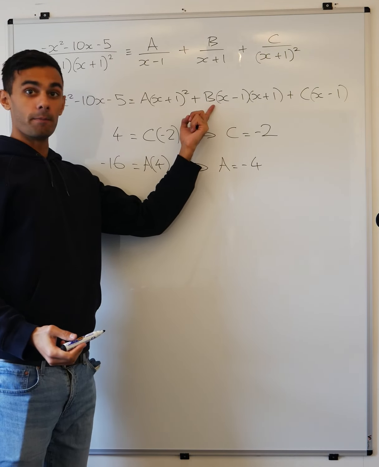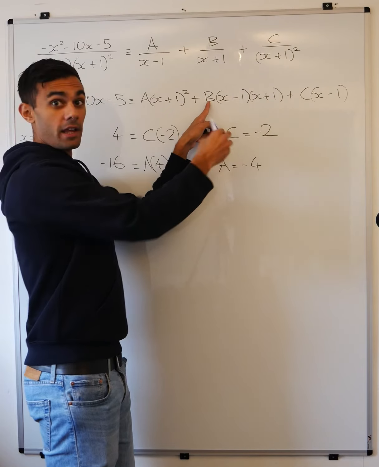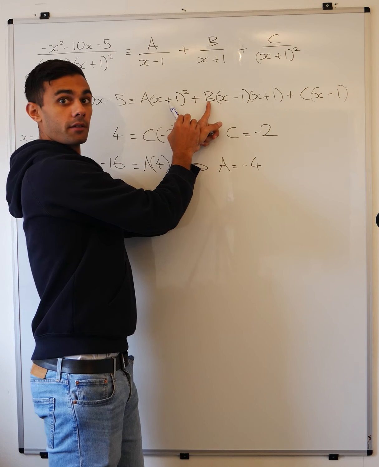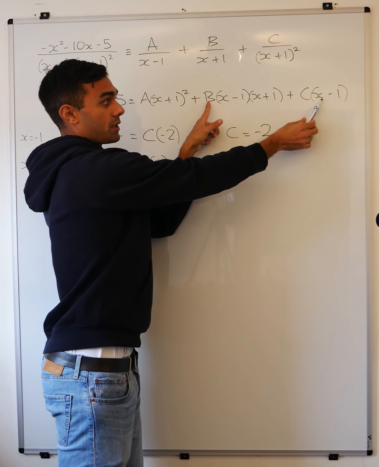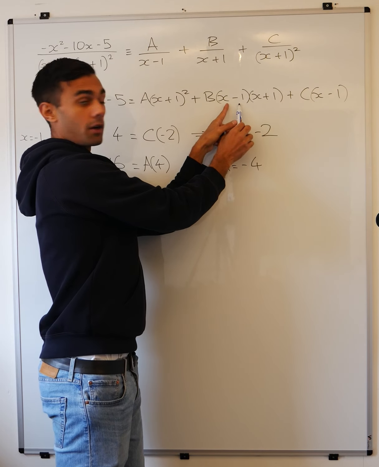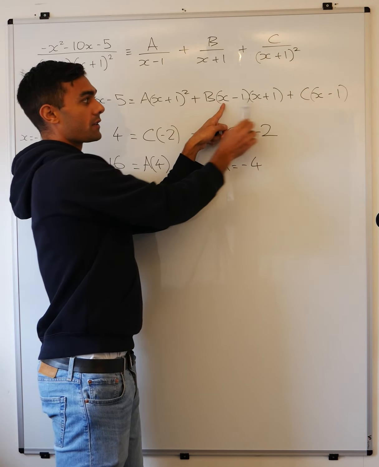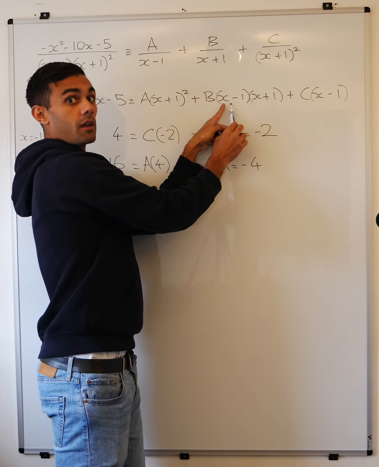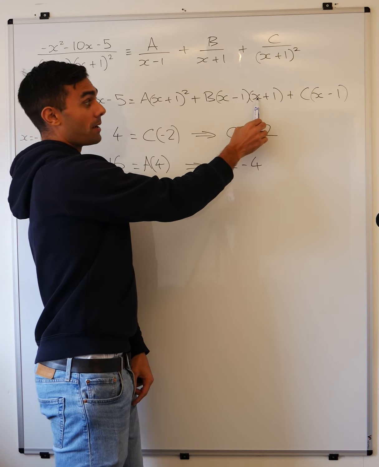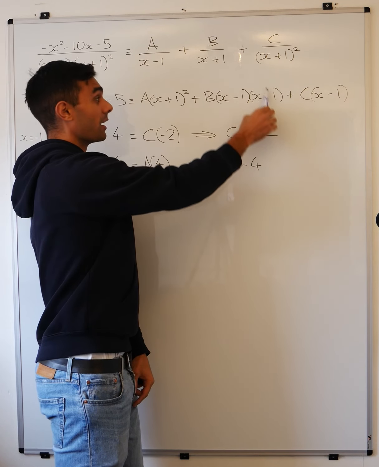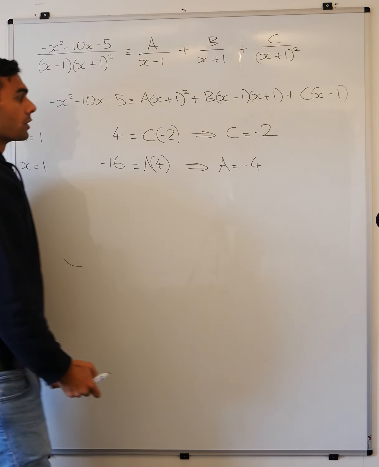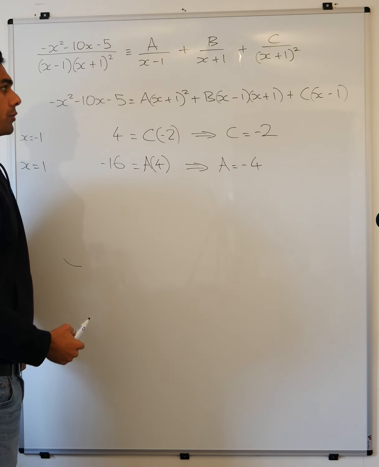Now we just need to get B. So to work out B, if we use the method we've just been using, I need to make these two brackets disappear. If I want to make this one disappear, I have to put 1 in. But that will make the B term disappear as well, because we've got the same factor. Likewise, if I want to make this term disappear, I have to put -1 in. But that means when I put -1 in here, again, the middle term will disappear and I won't be able to work out B. So we need a slightly different approach.